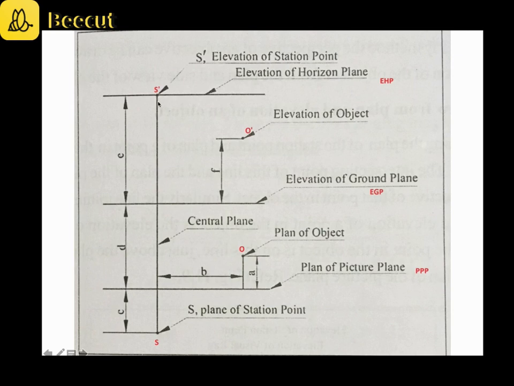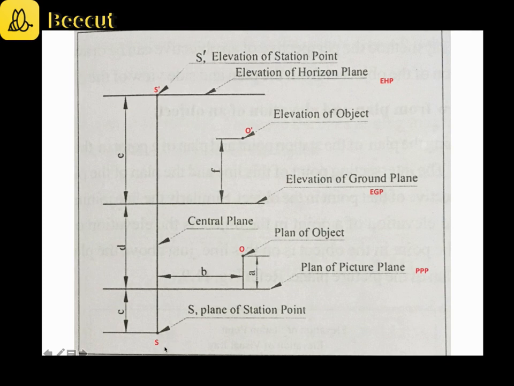You get the point in the plane as S dash. Similarly, for the top view, the question will state that the station point is located at a distance of c mm in front of the picture plane. Then you take c mm below the picture plane line, and on the central plane you get the point S. Just as you locate points in the front view, above HP and in front of VP, you mark the points above GP and in front of PP, and the points are named S dash as well as S.